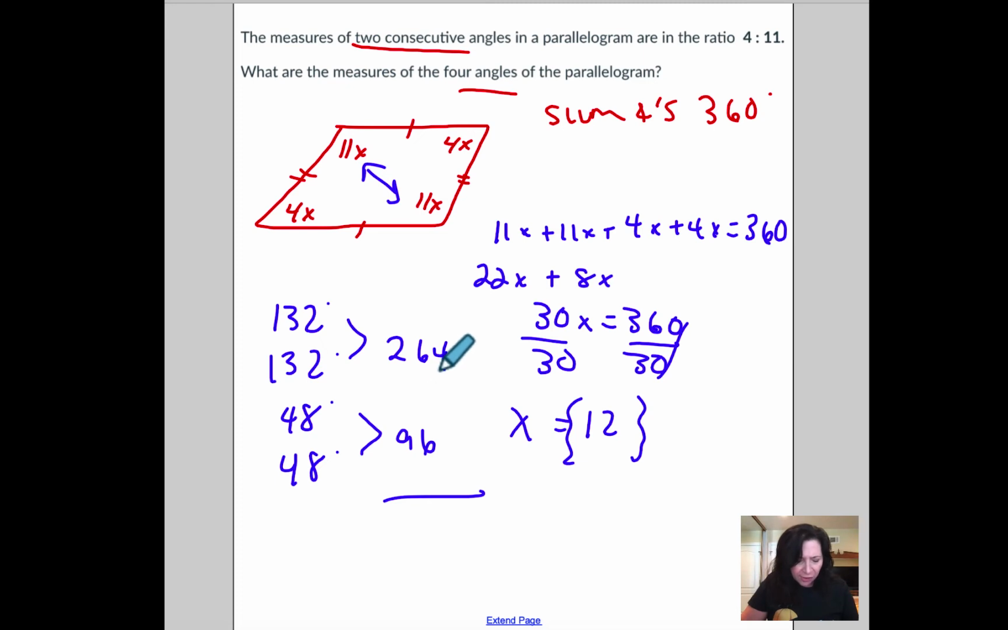And 264 plus 48 is not 312. I have to add another 48. Almost messed up. Plus 48 is equal to 360. All right, right on. So adding both of these up, we get 360. All right, check. Next question.